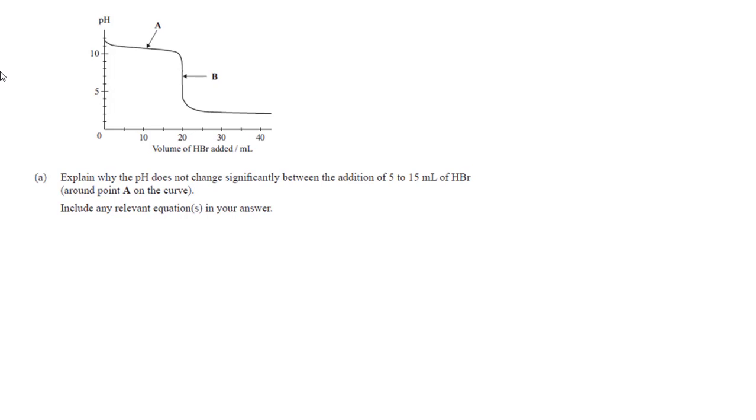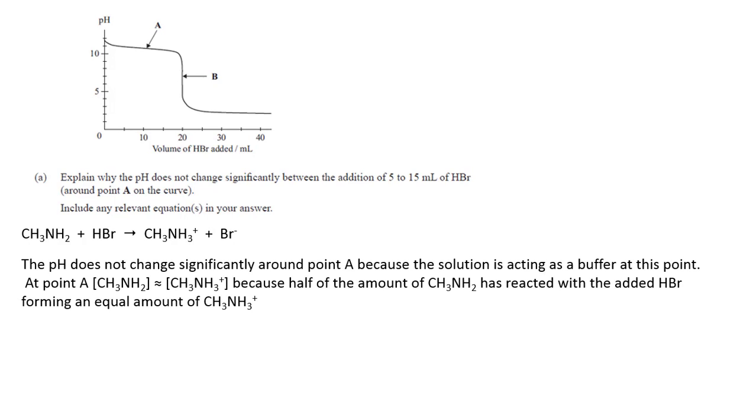So if we just think about the original titration reaction, methylamine is reacting with HBr and it's forming methylammonium and bromide. So you can see there that as that proceeds, you're going to get less CH3NH2 and more CH3NH3+ forming. At point A, these two species are in approximately equal concentrations, so about half the CH3NH2 has reacted, and you've got a buffer mixture there.